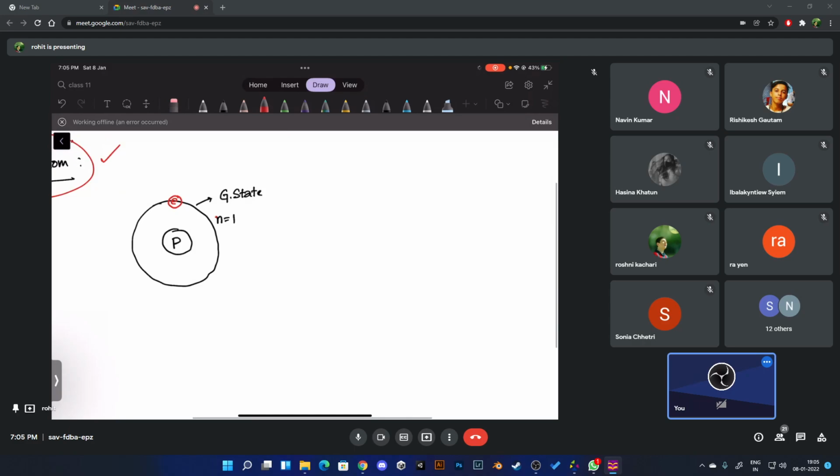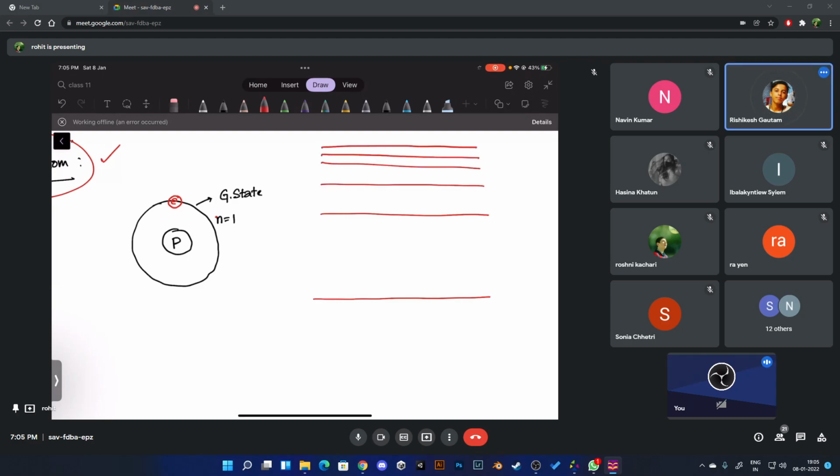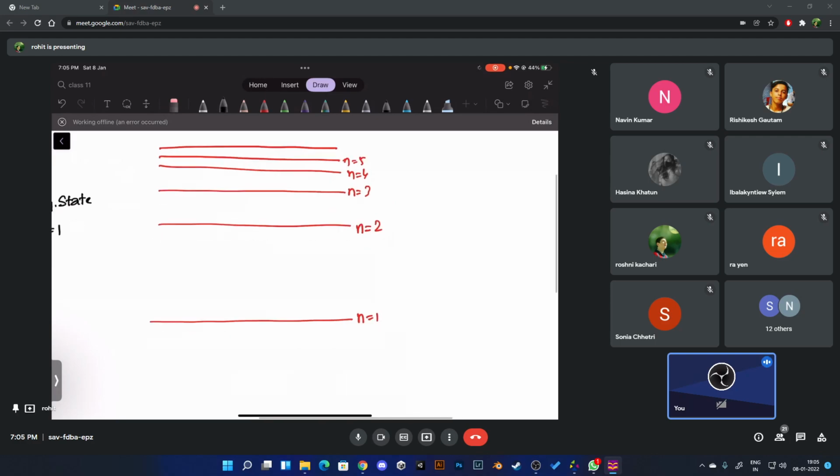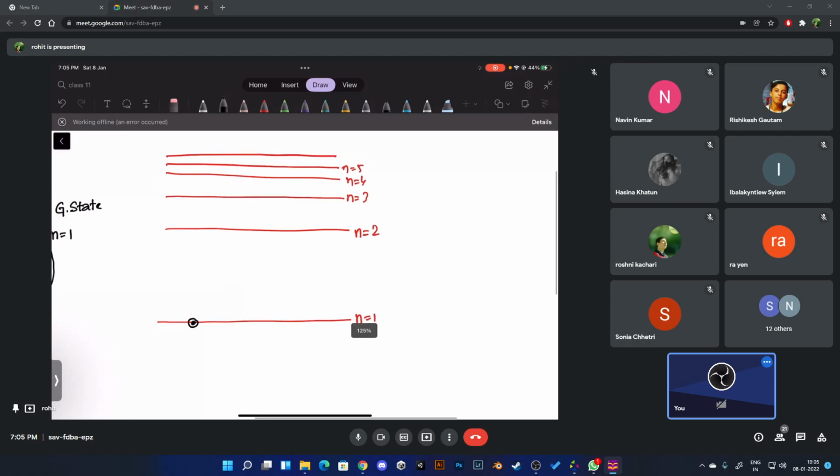Is this the only level present, or are there more levels that the electron can occupy? There are more levels. We started with n equals 1, n equals 2, n equals 3, n equals 4, n equals 5, and so on. We have many levels. If the electron is in the ground state, we show one dot here, showing that one electron is present. If I tell you that the electron is here, does it mean the ground state or the first excited state? First excited state.